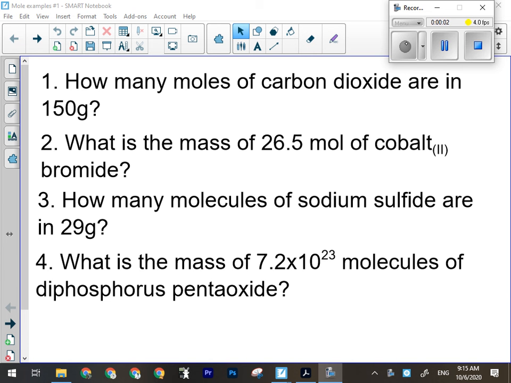Okay, so again, review of the 4 ways that I can ask a mole equation problem. These are the 4 ways. Try question number 1 for right now, and then we'll go through that one.